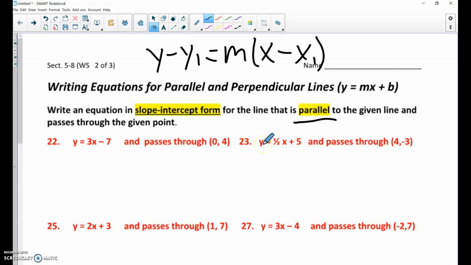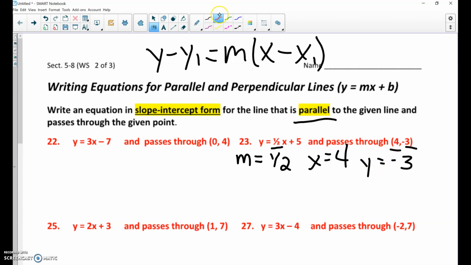So y equals 1/2 x plus 5 is the equation they gave us. That means our slope is 1/2. And since these are parallel lines, we know parallel means our slope is the same. It doesn't change. So our slope for our problem is 1/2. They give us an x in the problem, and that x is 4. They also give us a y, and that y is -3.